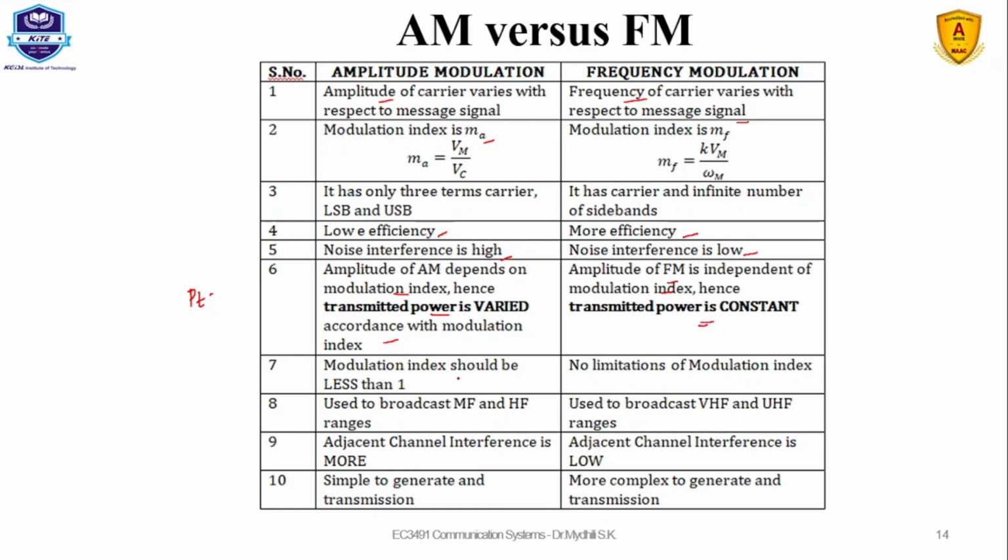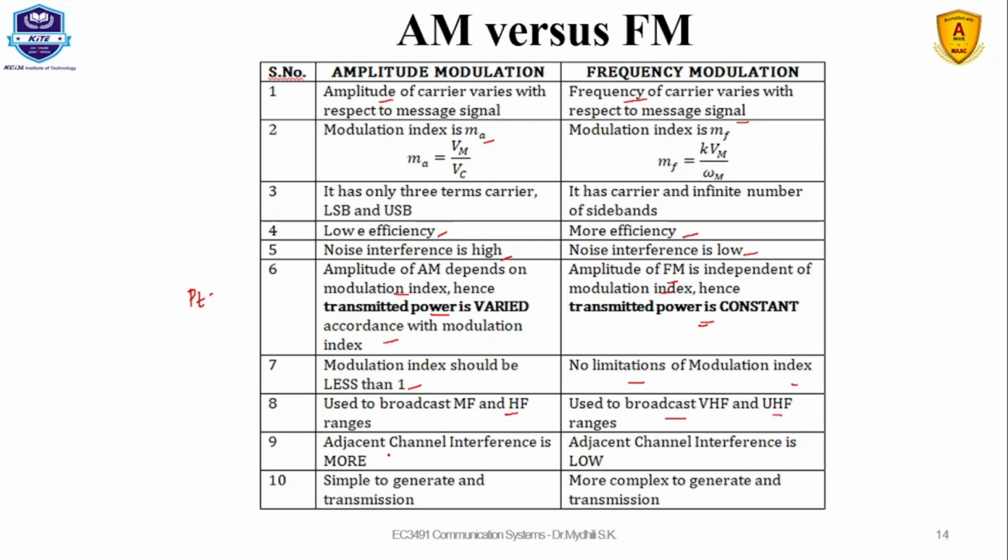So modulation index should always be less than 1 for a perfect modulation process. But here there is no limitation on the modulation index. And in amplitude modulation, it is used in medium frequency and high frequency ranges, whereas here it is used to broadcast in the high range of very high frequency and ultra high frequency ranges.